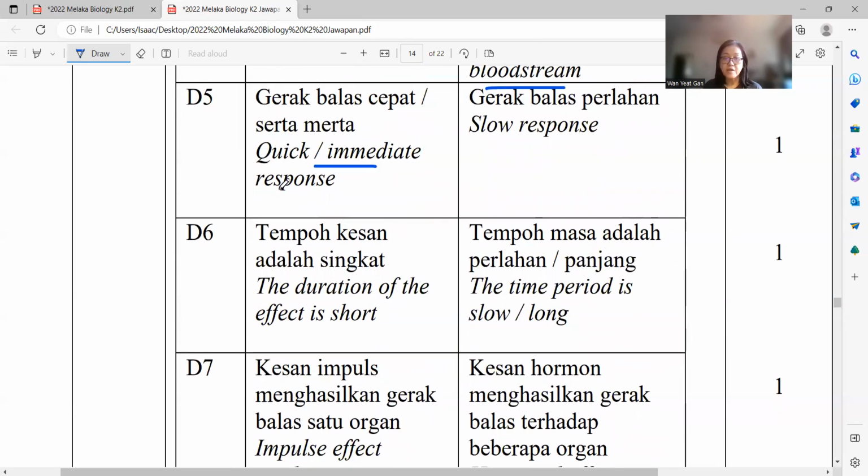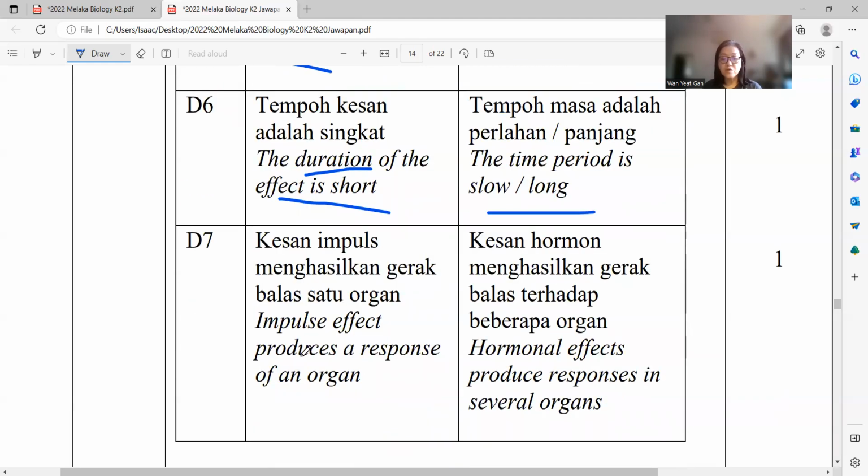The nervous system always produces an immediate response. The endocrine system is slow. The duration of the effect is very short for the nervous system, while for the endocrine system it is long. An impulse produces a response in one organ, whereas for hormones, several organs are normally involved, not just one.